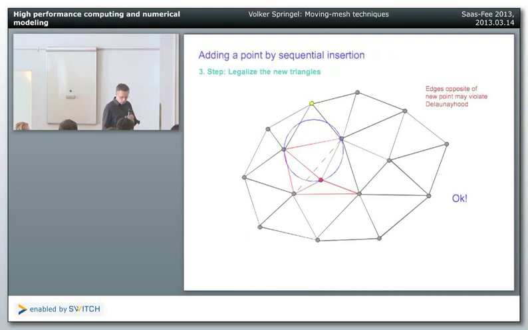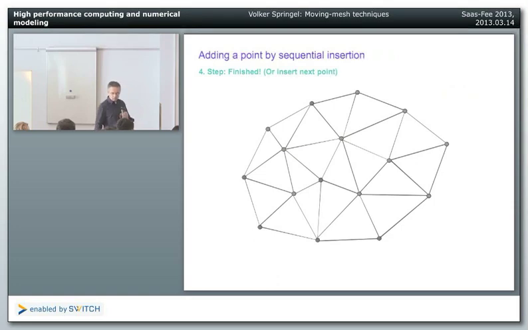Check this triangle, this is good, we keep it. This triangle is good, this one is bad again. We flip, we get two new triangles, those need to be checked. This one is okay, this one is okay as well, and then you're done. Okay. And believe it or not, we do this operation. Now you can do this really quickly.